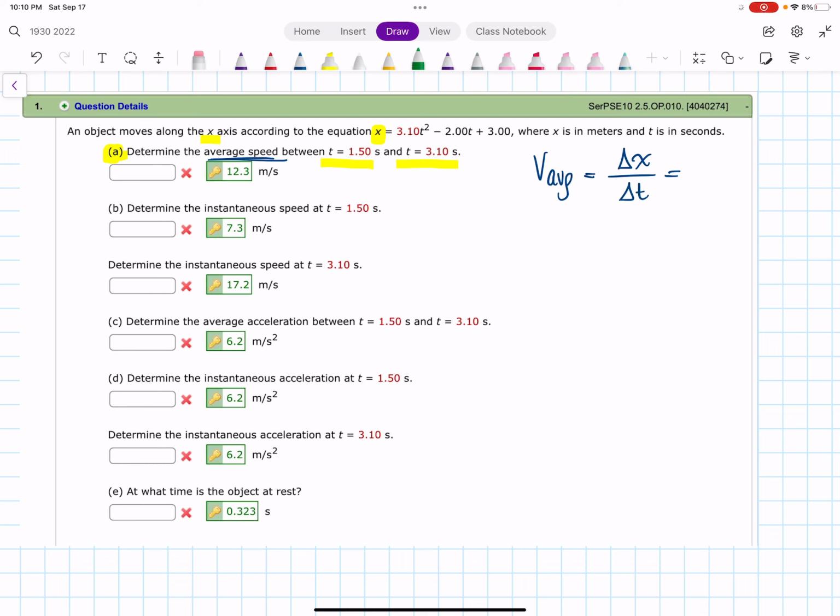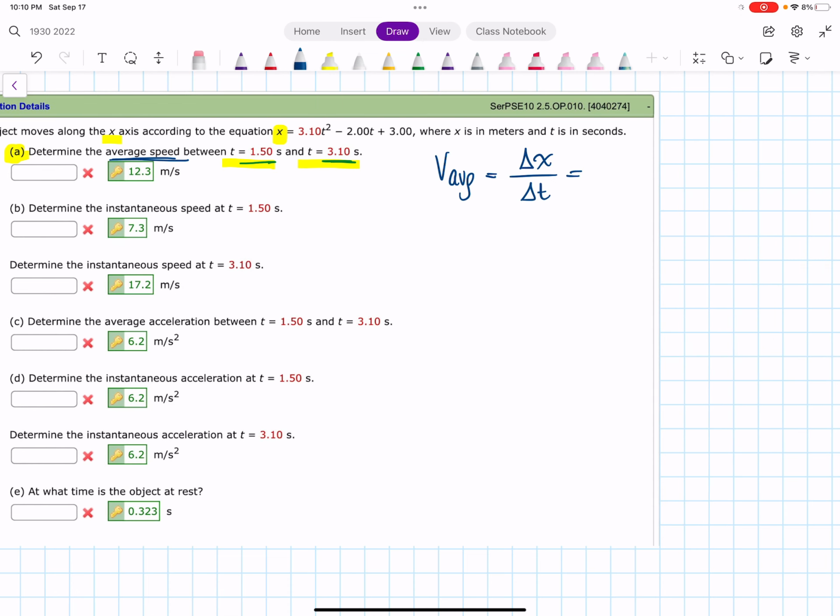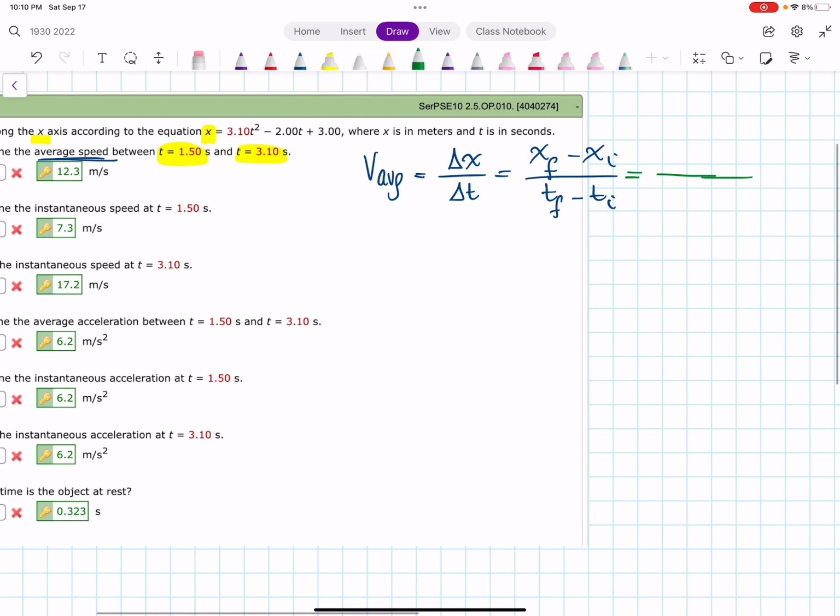What is the delta t? What is the change in time? Let's just go over here. x final minus x initial divided by t final minus t initial. What is the initial time? The initial time is 1.50 seconds. The final time is 3.10 seconds. Good. What are you going to write down in the numerator? You're going to write down here 3.10 minus 1.5 seconds, right?